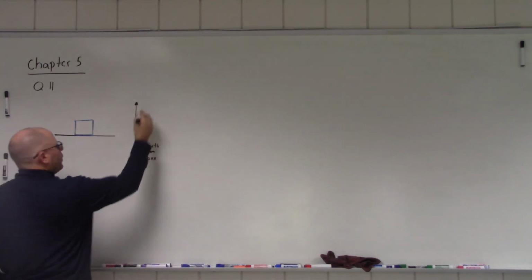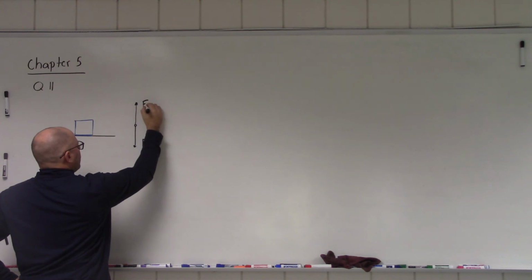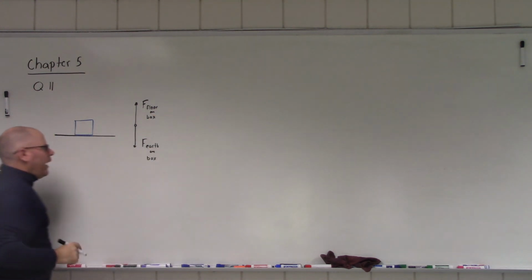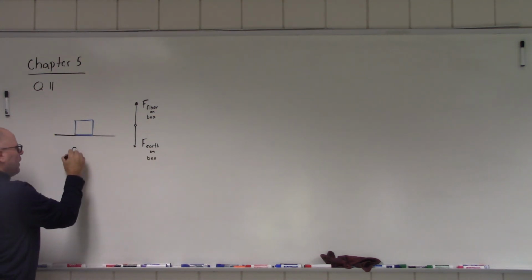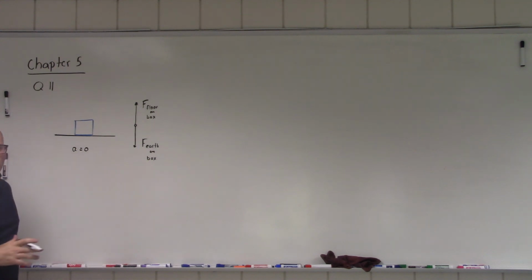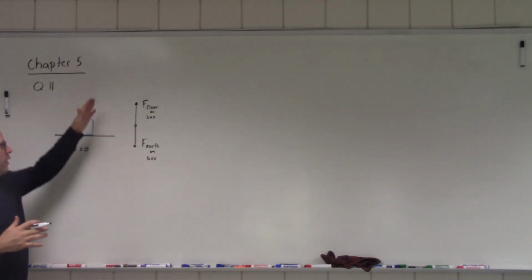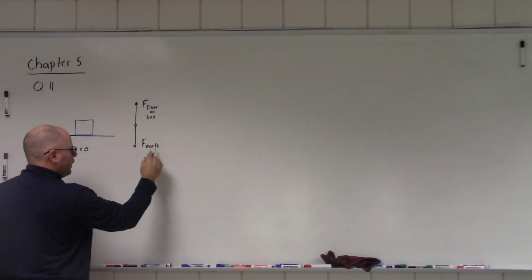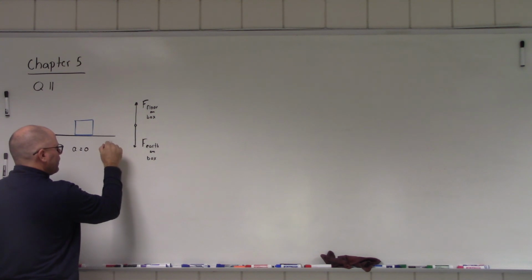Well, it's sitting on the floor, so this is the force of the floor on the box. And because acceleration is equal to 0, the forces must balance. Now, we have nicknames for these things. This is the force from the earth on the box. We call this the weight.